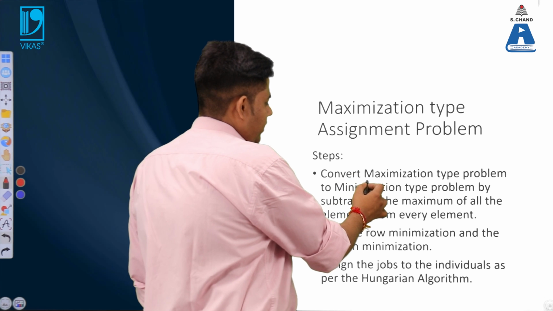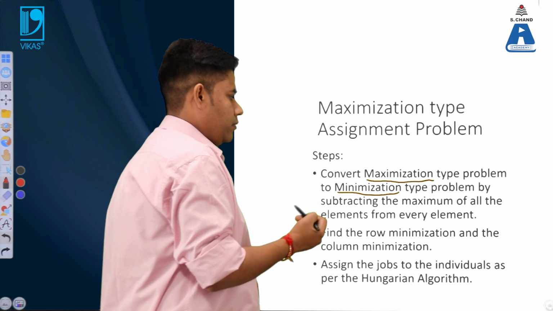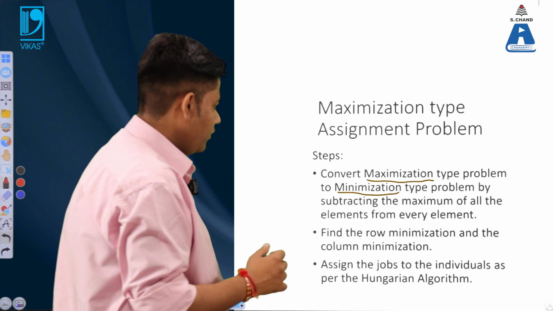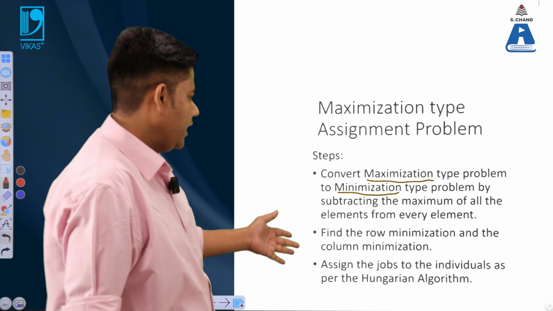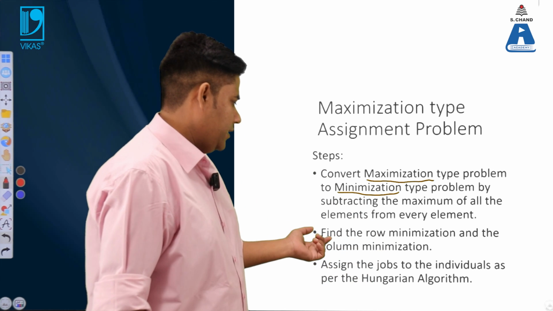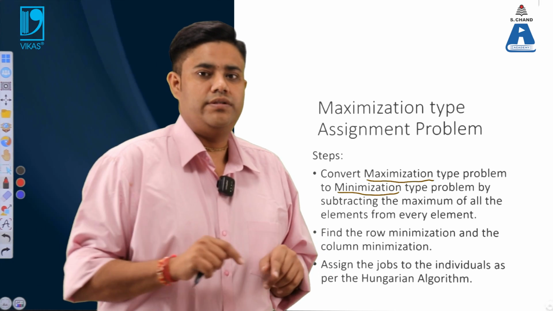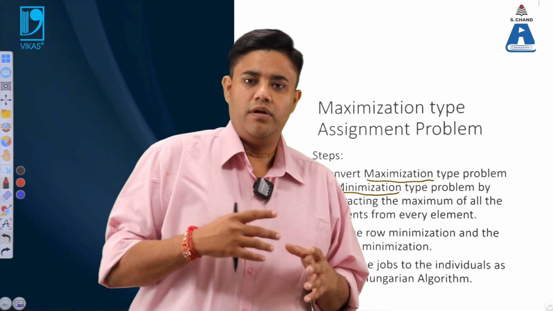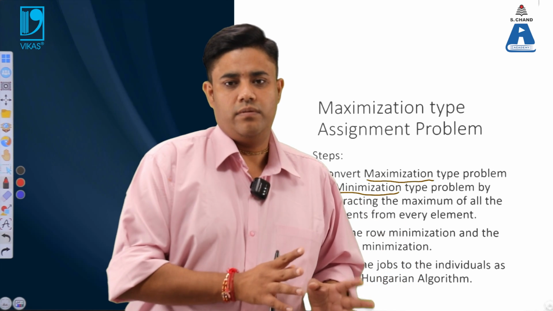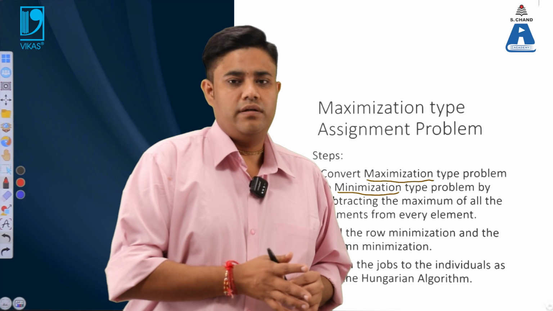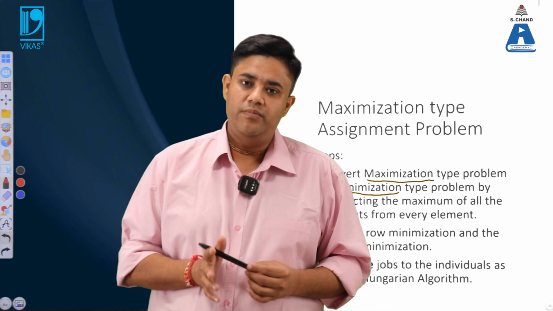So what is the procedure we will be following? We will convert the maximization type assignment problem into the minimization type assignment problem by following certain steps. Once we have the minimization type problem, the steps are similar: we will do the row minimization and the column minimization, then allocate the zeros in boxes, following the Hungarian algorithm that we saw in the previous video on assignment problems. If you haven't watched that video, you can visit the playlist of this subject on the S. Chand Academy channel.